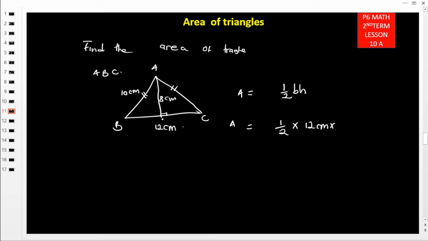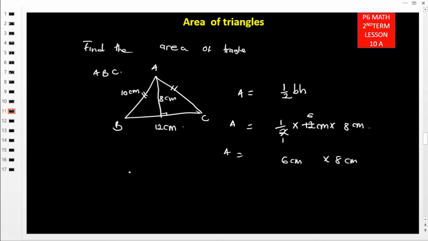This is the height, so our height is 80 centimeters. Now these signs you are seeing mean that this side is equal to this side. Therefore our area is going to be 1 by 2, here we are going to get a 6. So we have 60 centimeters times 80 centimeters.